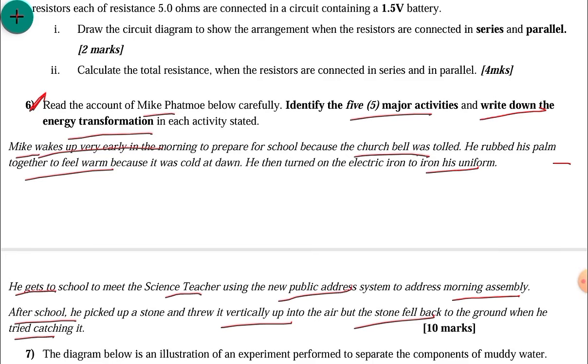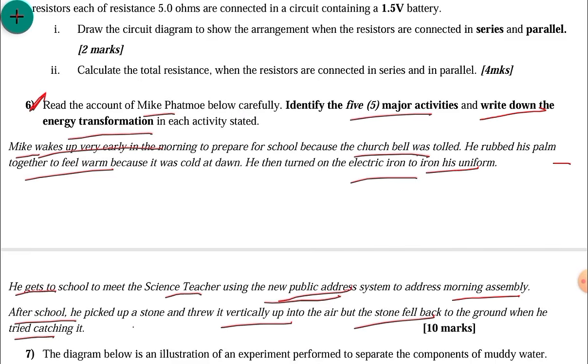So for the third activity, turning on an electric iron. So turn on an electric iron, electrical energy comes in there and is converted to thermal energy. Then the fourth activity here is the teacher using the public address system. So the public address system might be connected to the electricity. So electrical energy to sound energy, or if the public address system uses battery, it will be chemical energy to sound energy.